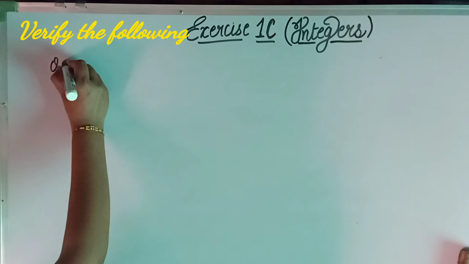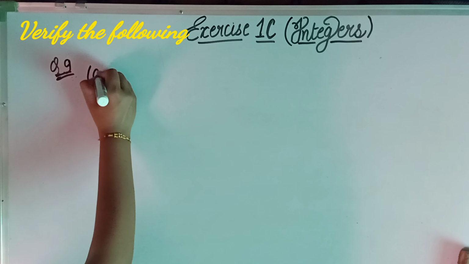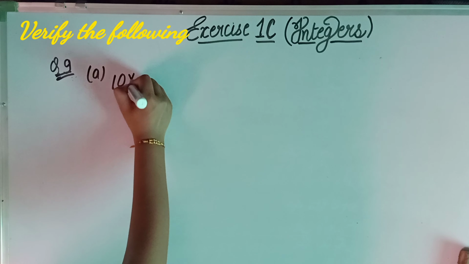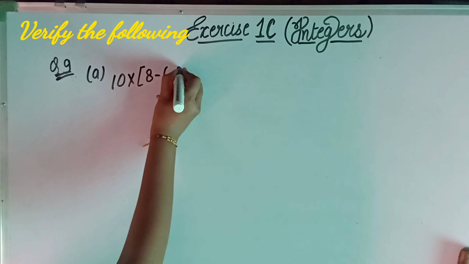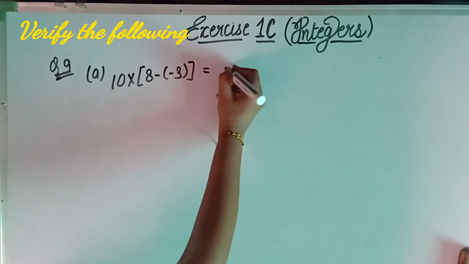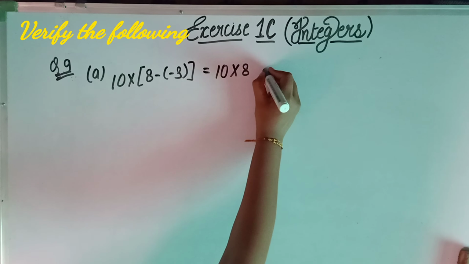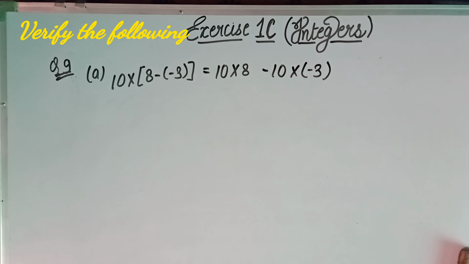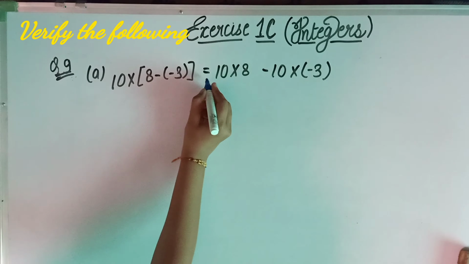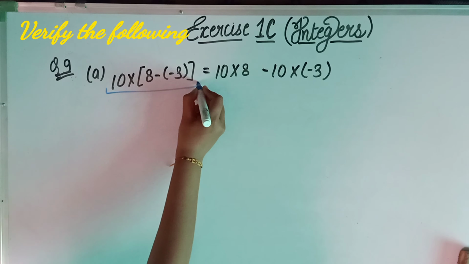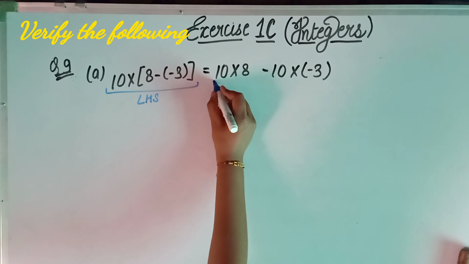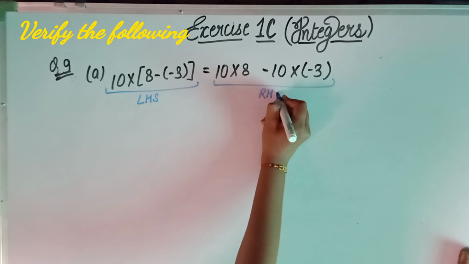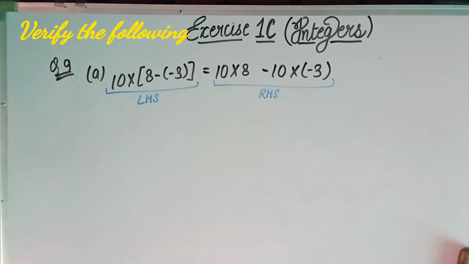So our question number 9 is we need to verify. Okay, so the A part is 10 into 8 minus minus 3 is equal to 10 multiplied by 8 minus 10 multiplied by minus 3. So what does verify mean? Verify means you need to prove LHS and RHS both. The part which comes before equals to is called LHS, whereas the part which comes after equals to is called RHS. Okay, so here we need to solve both LHS and RHS.